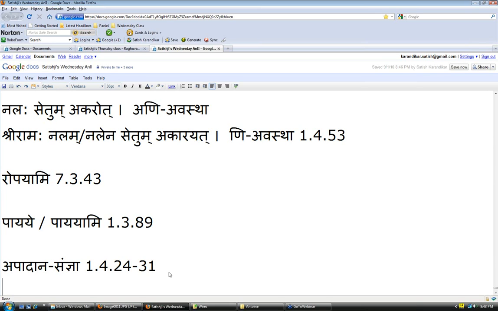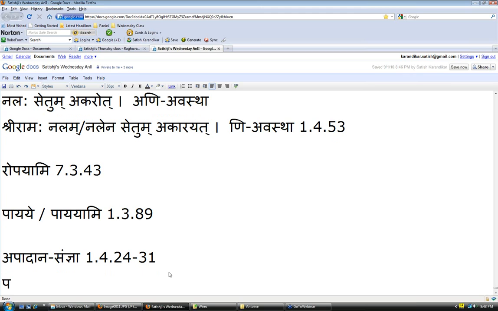Also, let me put this down here. Panchami Vibhakti, we'll do this in detail next time. The Vibhakti will come in 2.3, from 2.3.28 to 35, I think. Now I just mentioned to you that this 2-step process is coming.